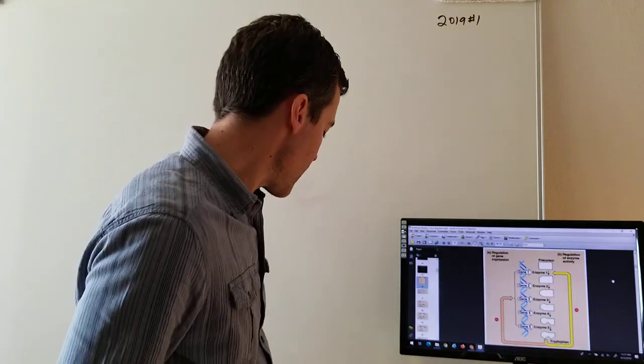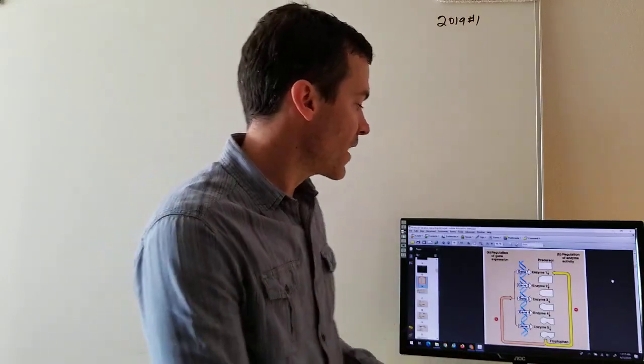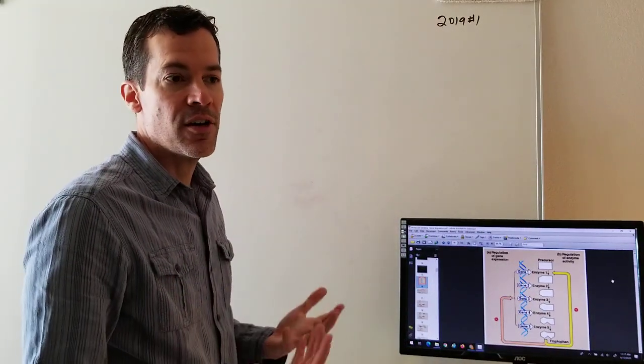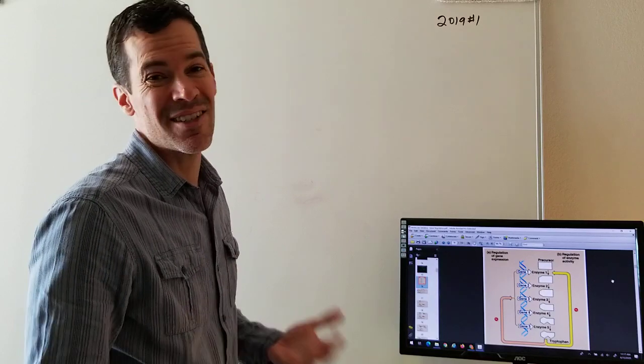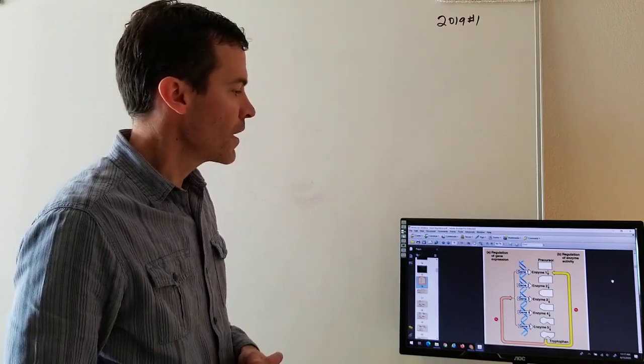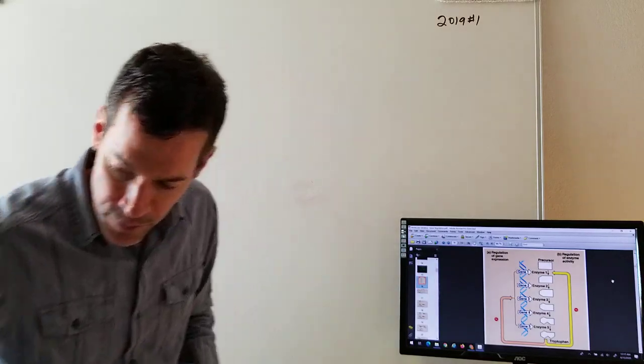So we're going to look at two main things. We're going to look at positive and negative feedback loops. That's one thing. And then we're going to look at how bacteria regulate their operons, how they decide when to turn genes on and off. So first, let's look at this feedback loop.